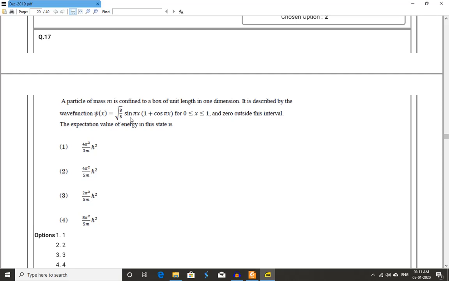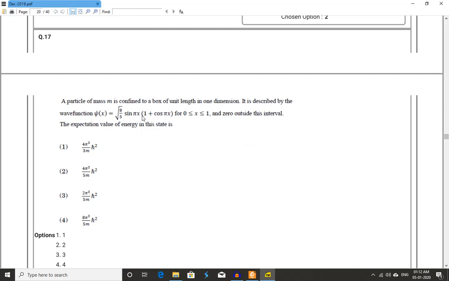Here the trick is, in a quantum mechanics problem, if you are given a wave function which is not exactly a summation over the energy eigenfunctions and asked the expectation value of energy, you will need to write the wave function in terms of the energy eigenvectors. So what are the energy eigenvectors for a one-dimensional box? The energy eigenvector is root over 2 by a sin n pi x by a. So you need to write this function in terms of the summation of sine functions.